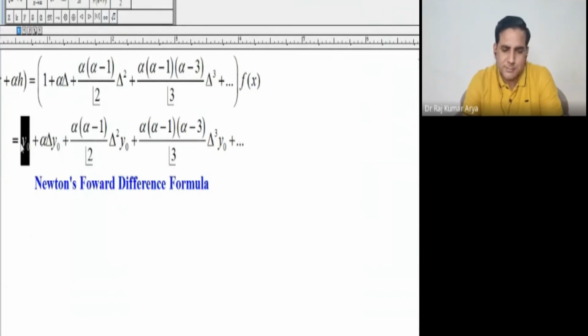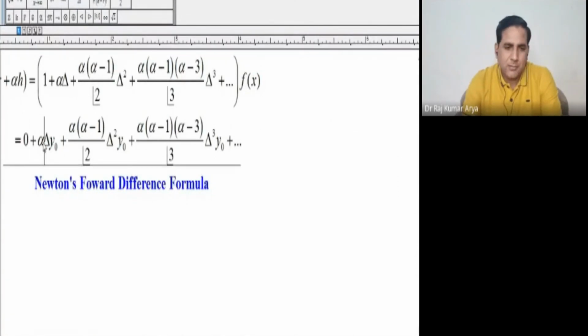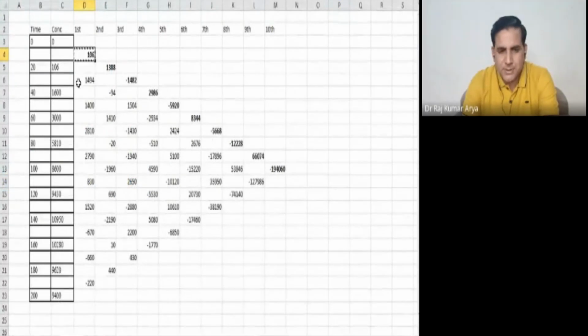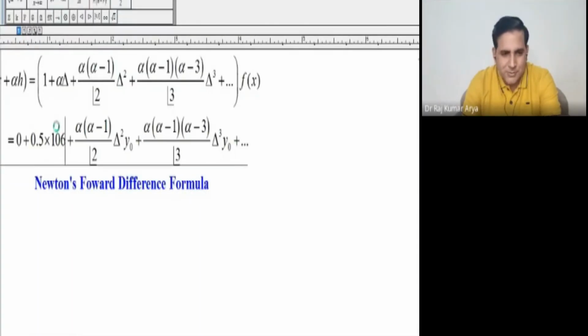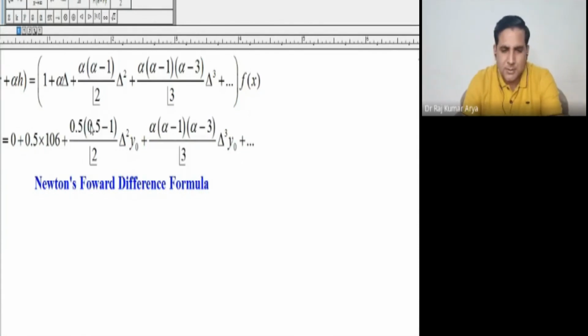How much is y naught? 0. Y naught is 0. Fine. You got here 0. Alpha is 0.5. How much is delta y naught? It is 106. So you can put that value here, keep doing it along with me, 106 here. Then you have alpha 0.5. Then you have this 0.5 minus 1. Here you have factorial 2.